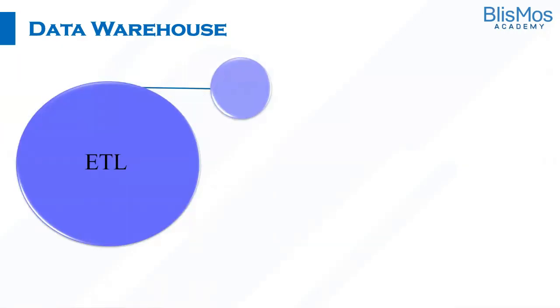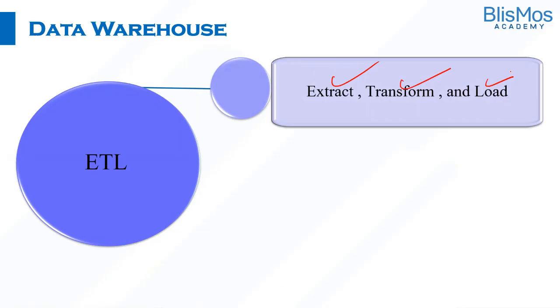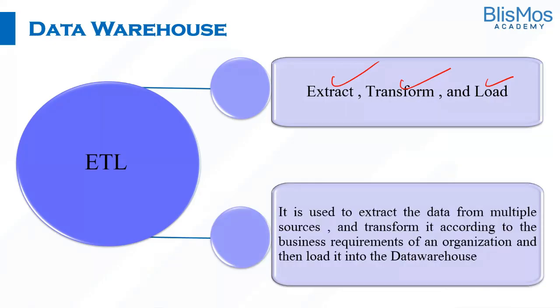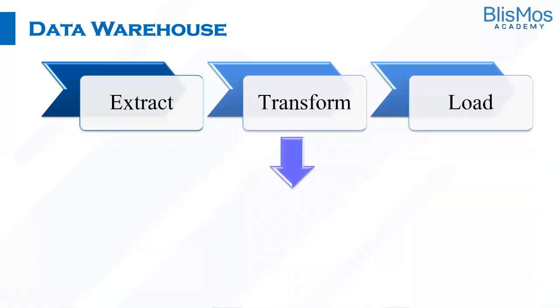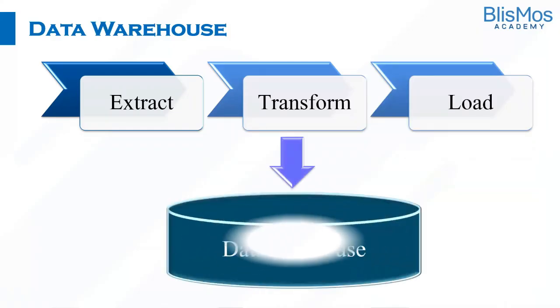So ETL stands for extract, transform, and load. As we understood, when you are building the data warehouse, you are getting the data from multiple sources. So you need to extract the data from multiple sources, transform that according to the business requirements, and then load that into a data warehouse. So ETL is a process of extracting the data from multiple sources, transforming the data based on the business requirements and loading that into the data warehouse. After extract, transformation and load, the data will be there as a part of the data warehouse.